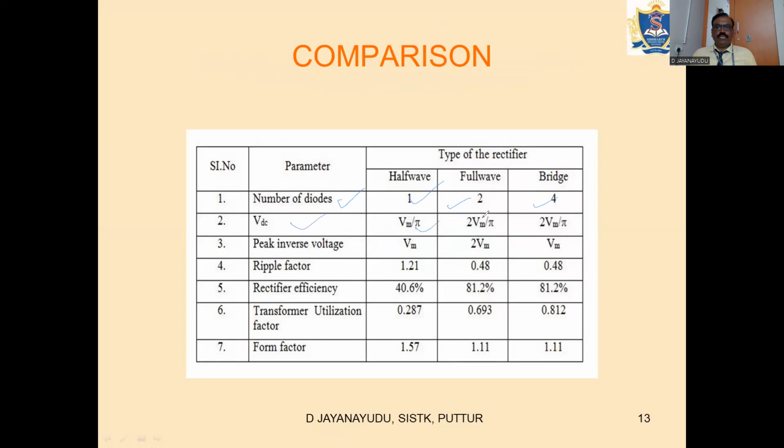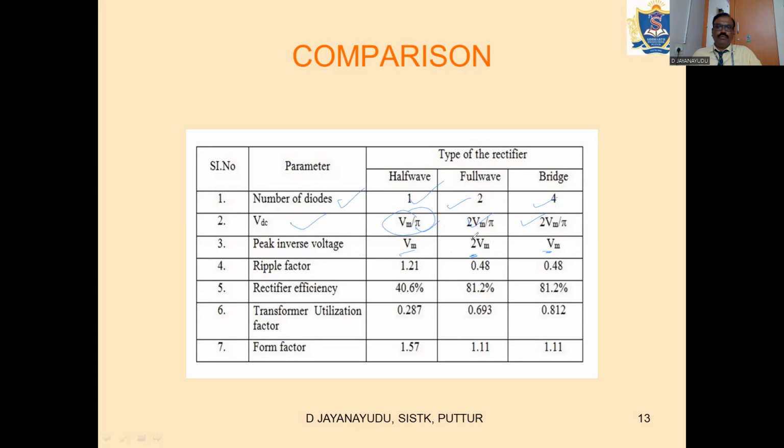DC voltage: Vm by pi, 2 Vm by pi, 2 Vm by pi. So the DC voltage is doubled compared to the half wave rectifier. Peak inverse voltage: Vm, 2 Vm, and for the bridge rectifier Vm. So peak inverse voltage is nothing but the maximum reverse voltage that a particular diode has to tolerate when it is reverse biased. So when you are designing a rectifier circuit, it tells you what the voltage rating of the diode you have to take.